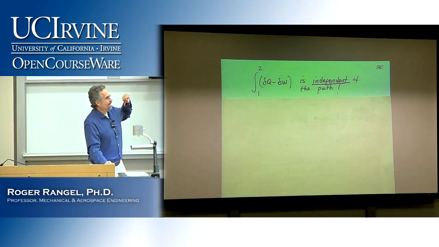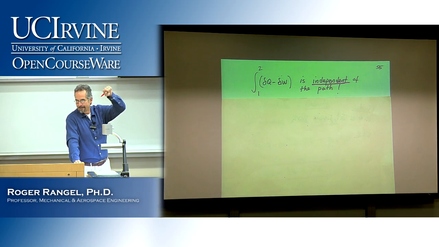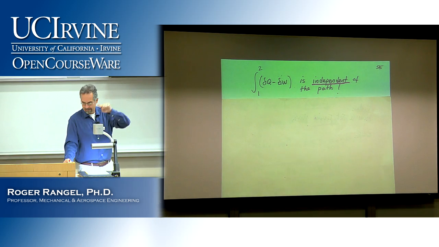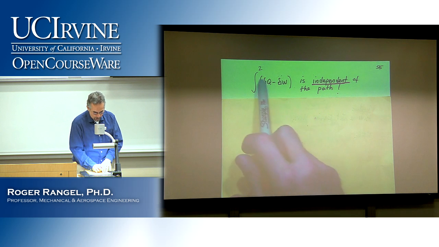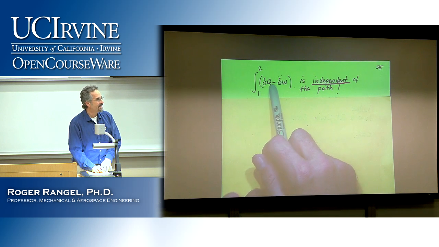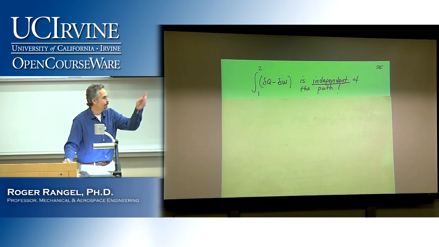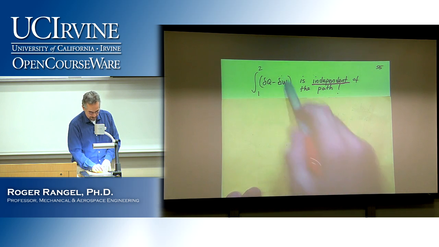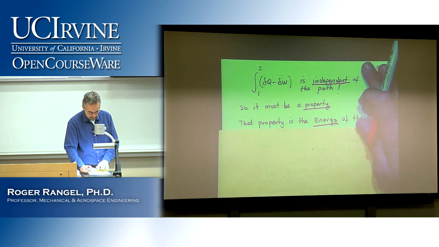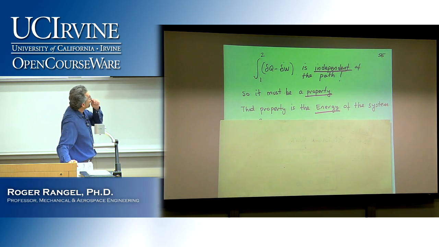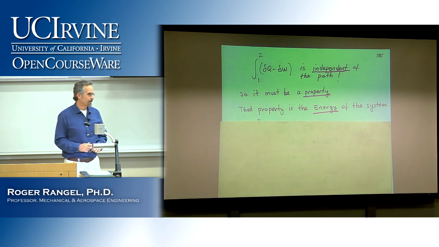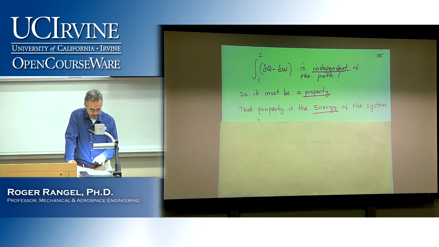A quantity that doesn't depend on the path, right? A quantity whose change doesn't depend on the path is a property. For example, suppose that in here you had dV, the volume change. The difference in volume between 1 and 2 doesn't depend on the path. So this quantity is a property. And of course, that property is none other than the energy of the system. That property that is measured by that quantity is the energy of the system.